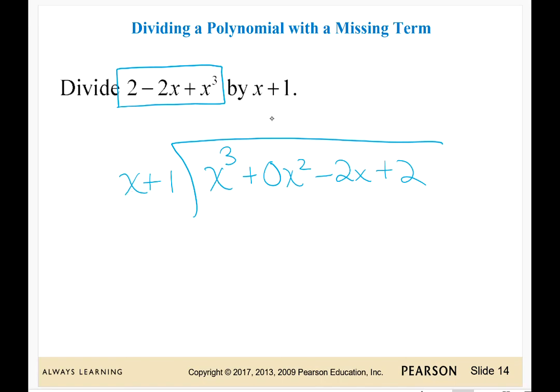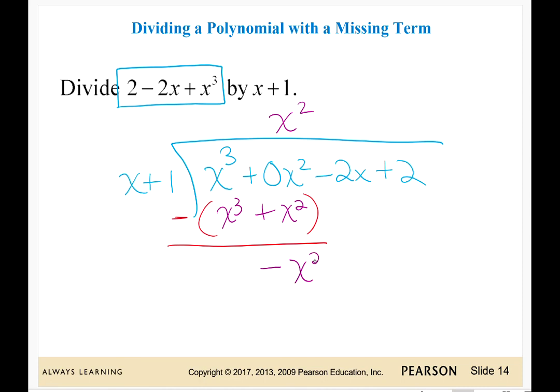So x times x squared would give me that x cubed. And then I'm going to subtract all that. Makes those go away, which is fine. And then I get, let's see, 0 minus x squared would give me negative x squared. And then I'm going to bring down the negative 2x. So this times a negative x would give me negative x squared. So negative x times x is negative x squared. Negative x times 1 is negative x. All right, I'm going to subtract all those.